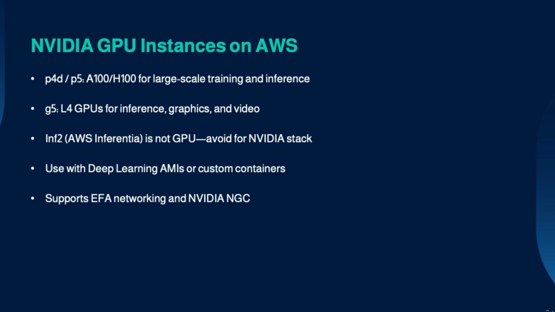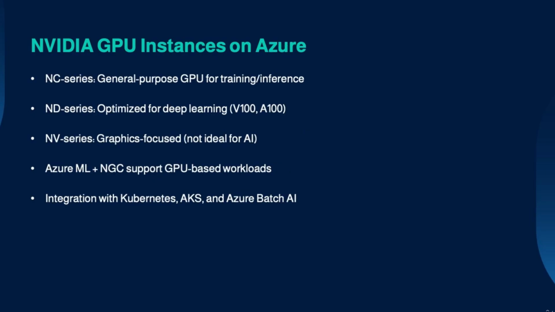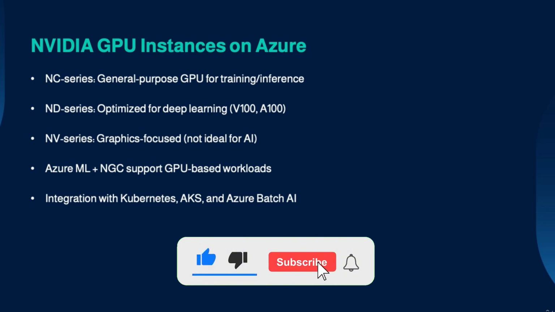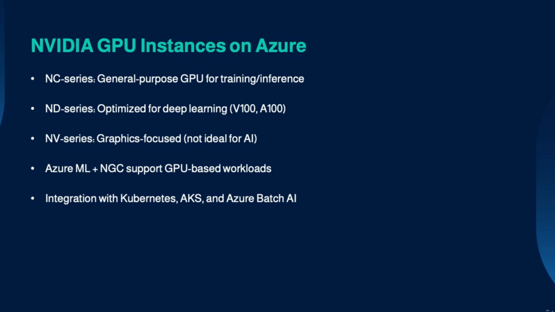On Microsoft Azure, NVIDIA GPUs are accessible through the NC, ND, and NV families. The NC series is suited for general-purpose GPU compute, great for smaller AI models and experimentation. The ND series supports V100 and A100 GPUs and is built specifically for deep learning. The NV series is mainly for GPU-accelerated visualization, so it's not recommended for AI workloads. Azure also integrates with Azure Machine Learning, AKS, Kubernetes, and Batch AI, all of which support NGC containers and NVIDIA-accelerated workloads.